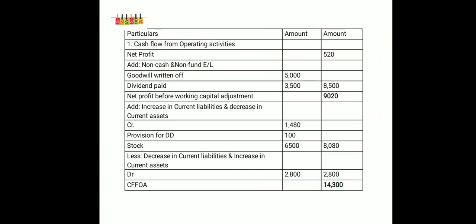So debtors is the one current asset which is increasing here as per the question. So 2,800 again in the inner column of amount, and nothing else to add to another item, so just writing it in the outer column also. So finally we need to adjust what, 9,020, that was our net profit before working capital adjustment. In that add 8,080 rupees, which is your increase in current liability and decrease in current asset. And from these two we need to deduct decrease in current liability and increase in current asset, that is debtors, 2,800. So the final amount we are going to get is 14,300, it is positive. So we are going to call it cash flow from operating activities. So how much are we getting as cash flow from operating activities, 14,300.